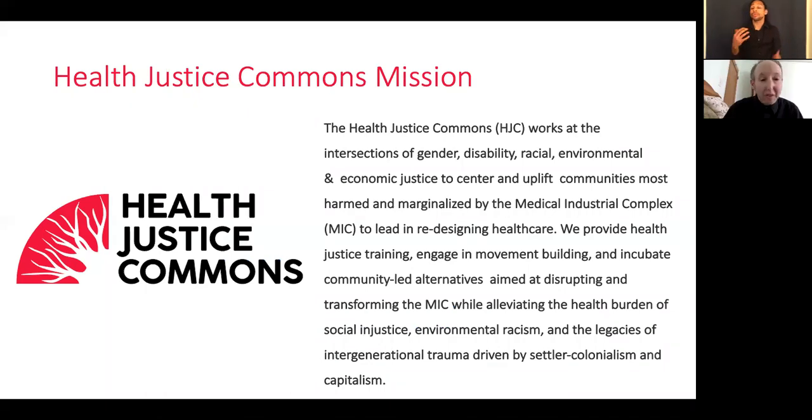So the Health Justice Commons works at the intersections of gender, disability, racial, environmental, and economic justice to center and uplift communities most harmed and marginalized by the medical industrial complex to lead in redesigning healthcare and healing. We provide health justice training, engage in movement building, and incubate community-led alternatives aimed at disrupting and transforming the MIC while alleviating the health burden of social injustice, environmental racism, and the legacies of intergenerational trauma driven by colonialism and capitalism.